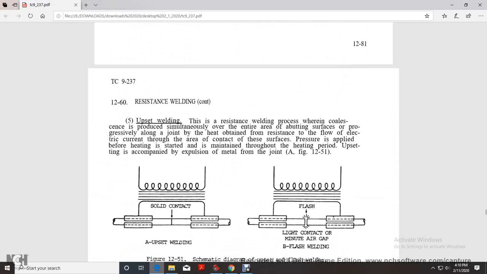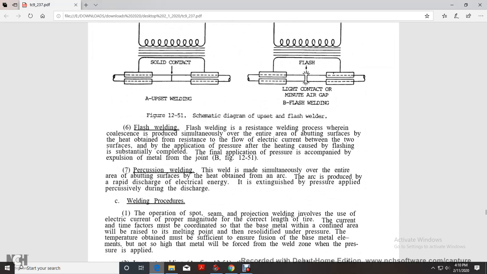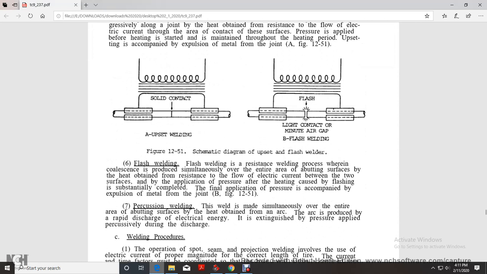Upset welding. This resistance process is one in which coalescence is produced simultaneously over the entire area of abutting surfaces, or progressively along the joint, by the heat obtained from the resistance to the flow of electrical current through the area of contact. Pressure is applied before heating, and the area is maintained throughout the heating period. Upset welding is accompanied by expulsion of metal from the joint. Figure 12-51 shows the schematic of upset and flash welding.